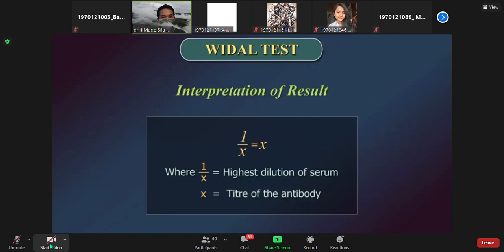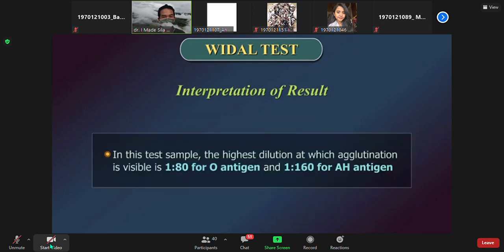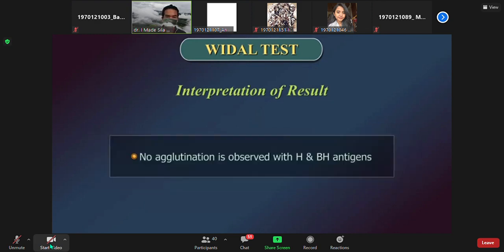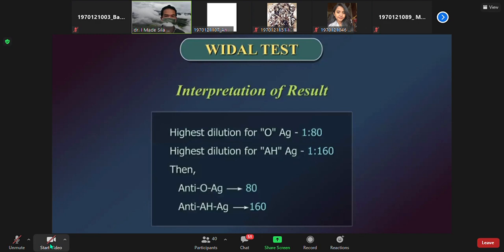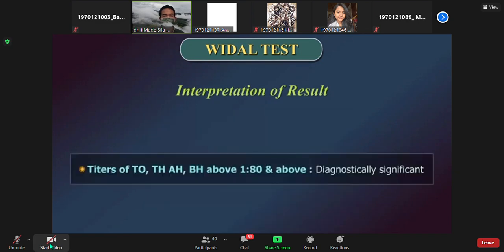If the highest dilution of serum is 1:X, then the titer of the antibody will be reported as X. In this test sample, the highest dilution at which agglutination is visible is 1:80 for O antigen and 1:160 for AH antigen. No agglutination is observed with H and BH antigens. Hence, the patient suffers from Salmonella typhi infection with anti-O antibody titer of 80 and anti-AH antibody titer of 160.